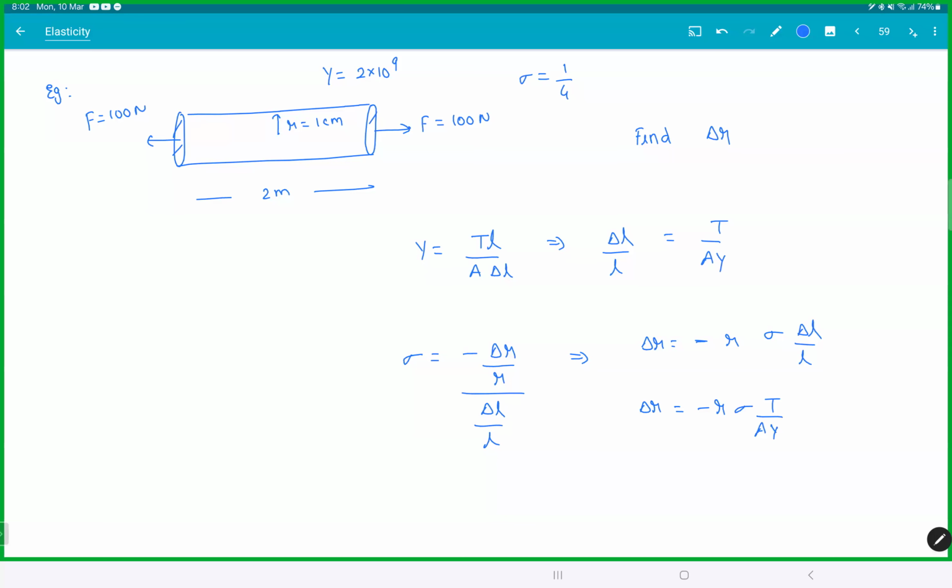Is that clear, everyone? So numericals, they can't ask you more than this. From Young's modulus, you'll get delta L by L, substitute here and you get delta R by R. It's a straightforward question. Any doubts on this? Check out the steps we did.